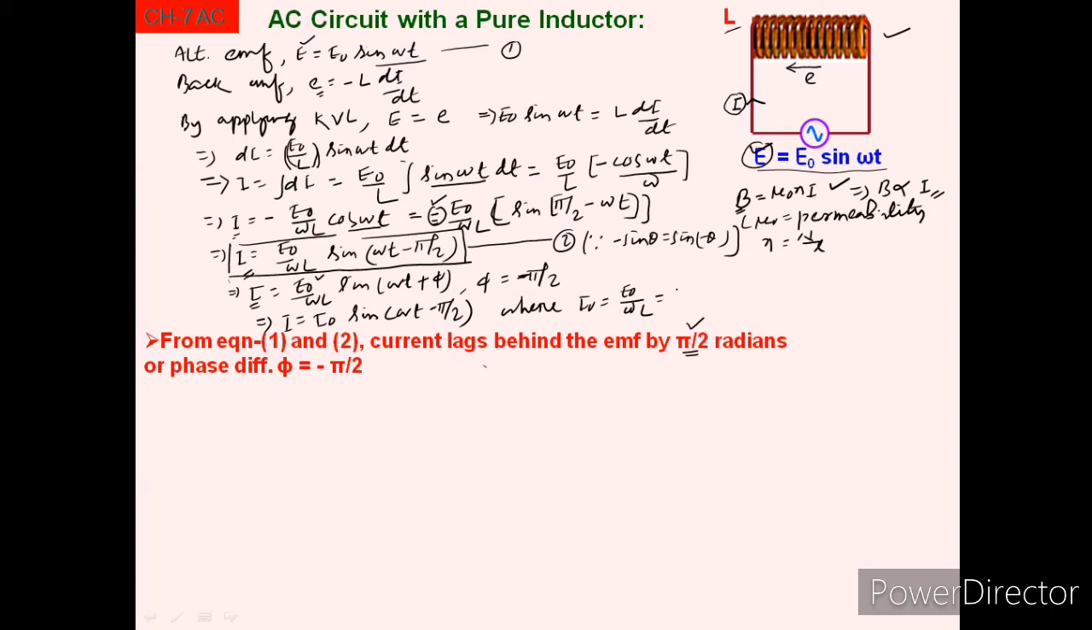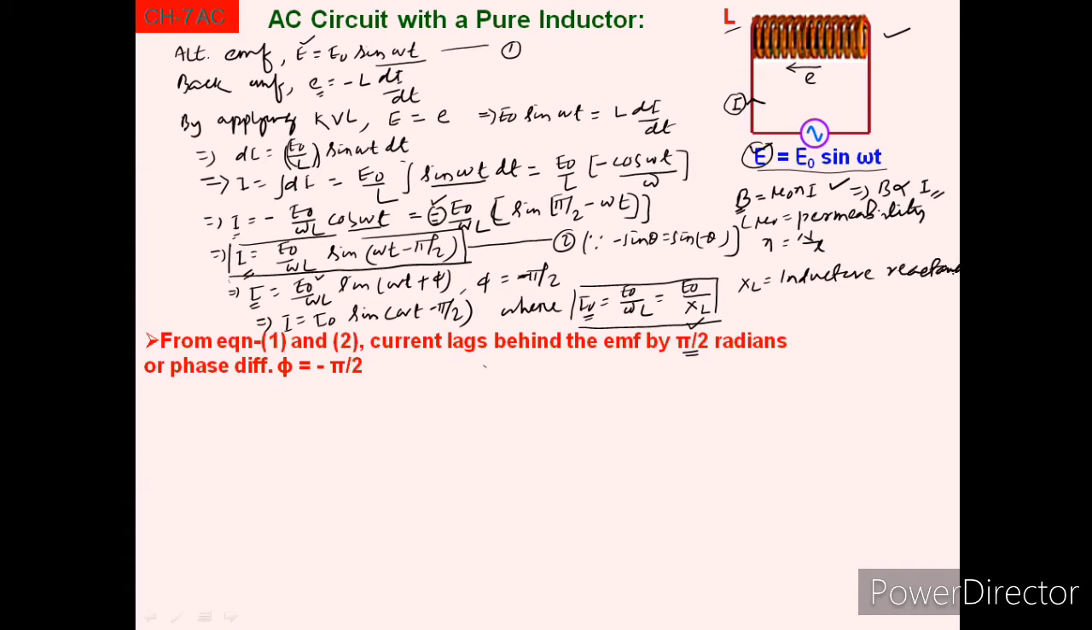Or this can be written as E naught by R, because we know I is always equal to E by R. So this can be written as I naught is equal to E naught divided by some resistance, and the resistance in case of an inductive circuit is known as inductive reactance, written as XL. So the formula for I naught is E naught by XL, where XL is the inductive reactance.